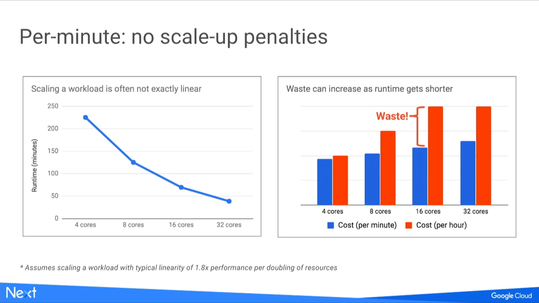The graph on the left shows how the runtimes would change if you went to 8 cores, 16 cores, or a 32-core machine under those assumptions. And the graph on the right shows what you would pay if you were paying per minute versus per hour. What happens is the workload runtime might fall below one of the hour marks, but you're still paying for the extra waste. And so, you might have gotten your answer faster, but you're paying more for it too. So this is one of the key principles that we believe is important in a truly elastic cloud.